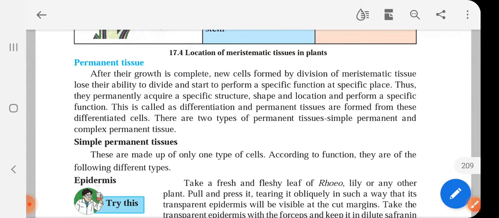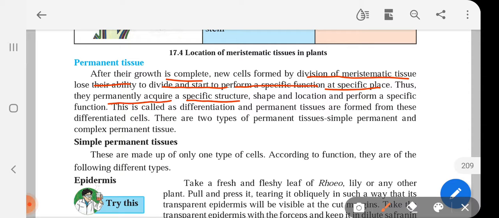Now the next one is permanent tissue. After growth is complete, new cells formed by division of meristematic tissue lose their ability to divide and start to perform a specific function at a specific place. Thus, they permanently acquire a specific structure, shape, and location and perform a specific function. When they lose their ability to divide, they perform a specific function.